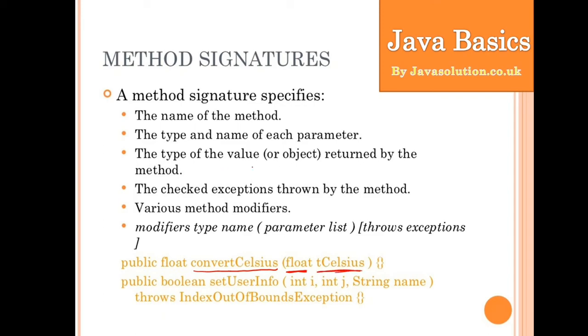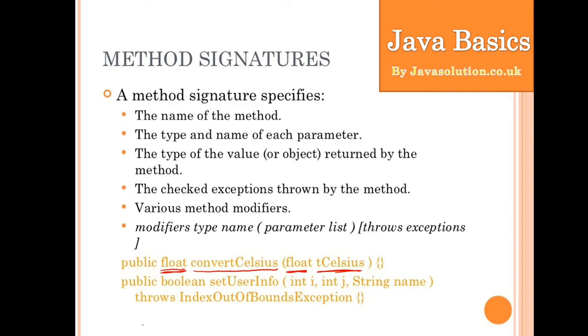The type of the value or object returned by the method. So what the method is going to return, which type it is going to return. It can be a primitive type or it can be an object type. We haven't gone through the object type, so I'm just focusing on the primitive types. So this float is a primitive type which the method is going to return, right?